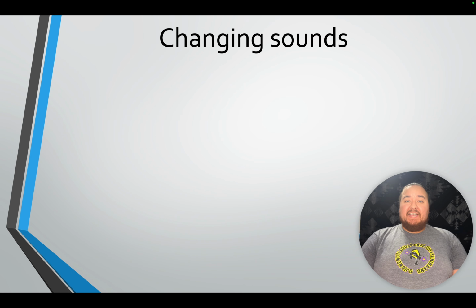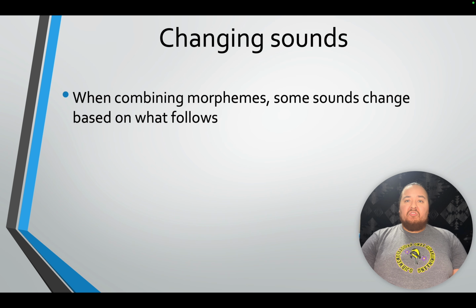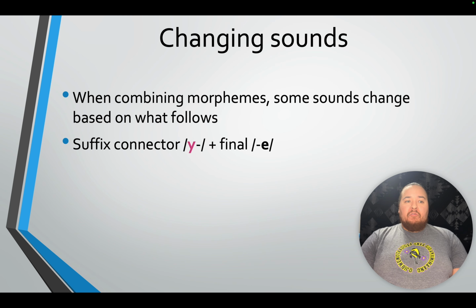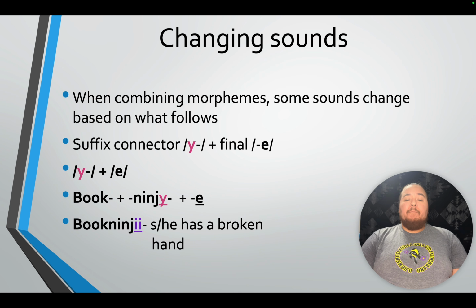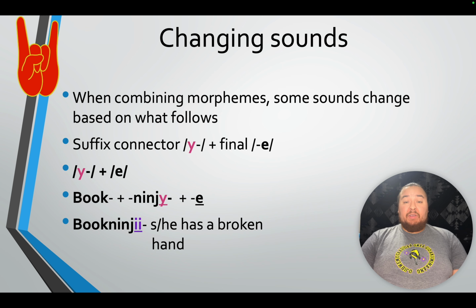All right, so changing sounds. When combining morphemes, some sounds change based on what follows. So when we have our Y suffix connector followed by an E, we combine the two to form a double I sound. So bok ninj plus we change that to bok ninji, she has a broken hand. So again, record these all in your notes. Give you a chance to pause here. All right, let's move on.